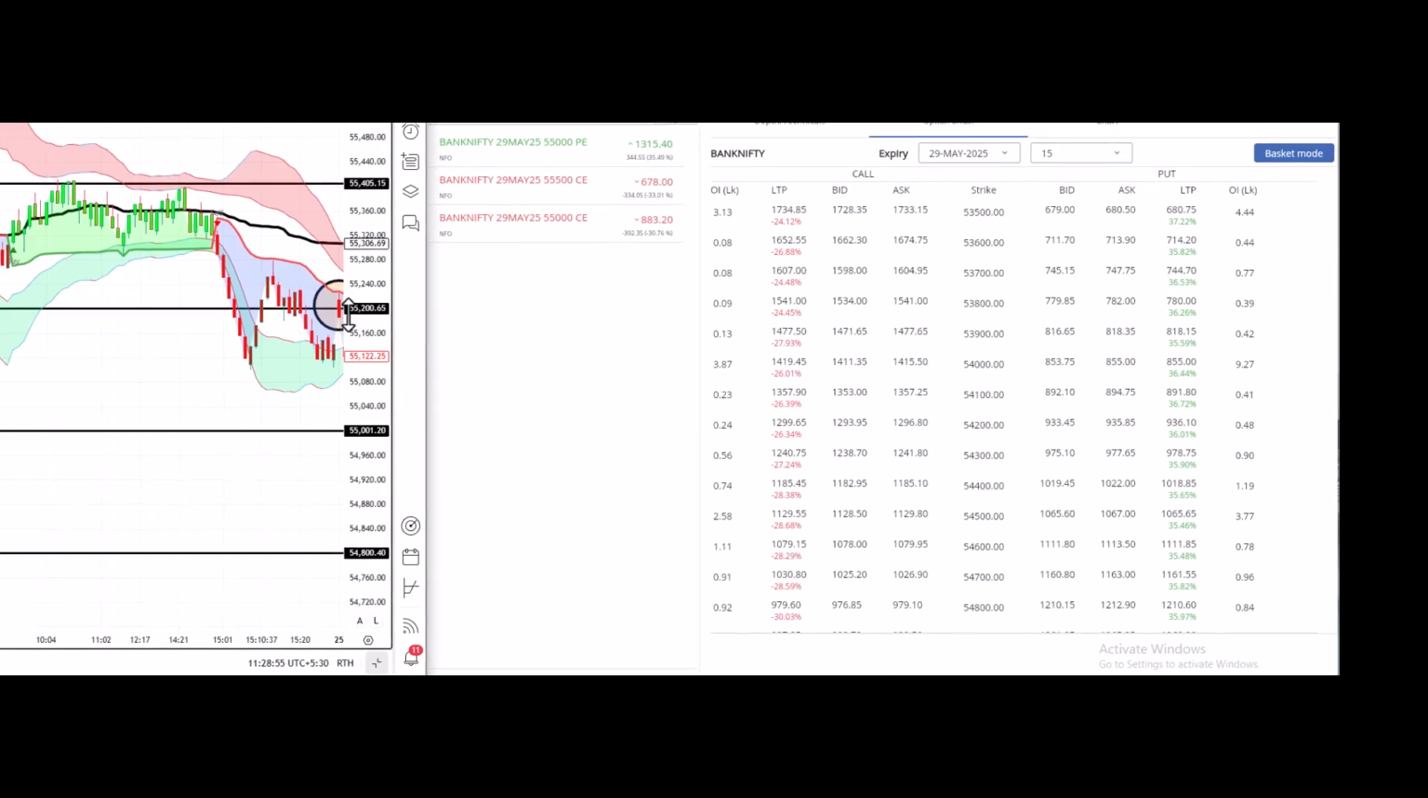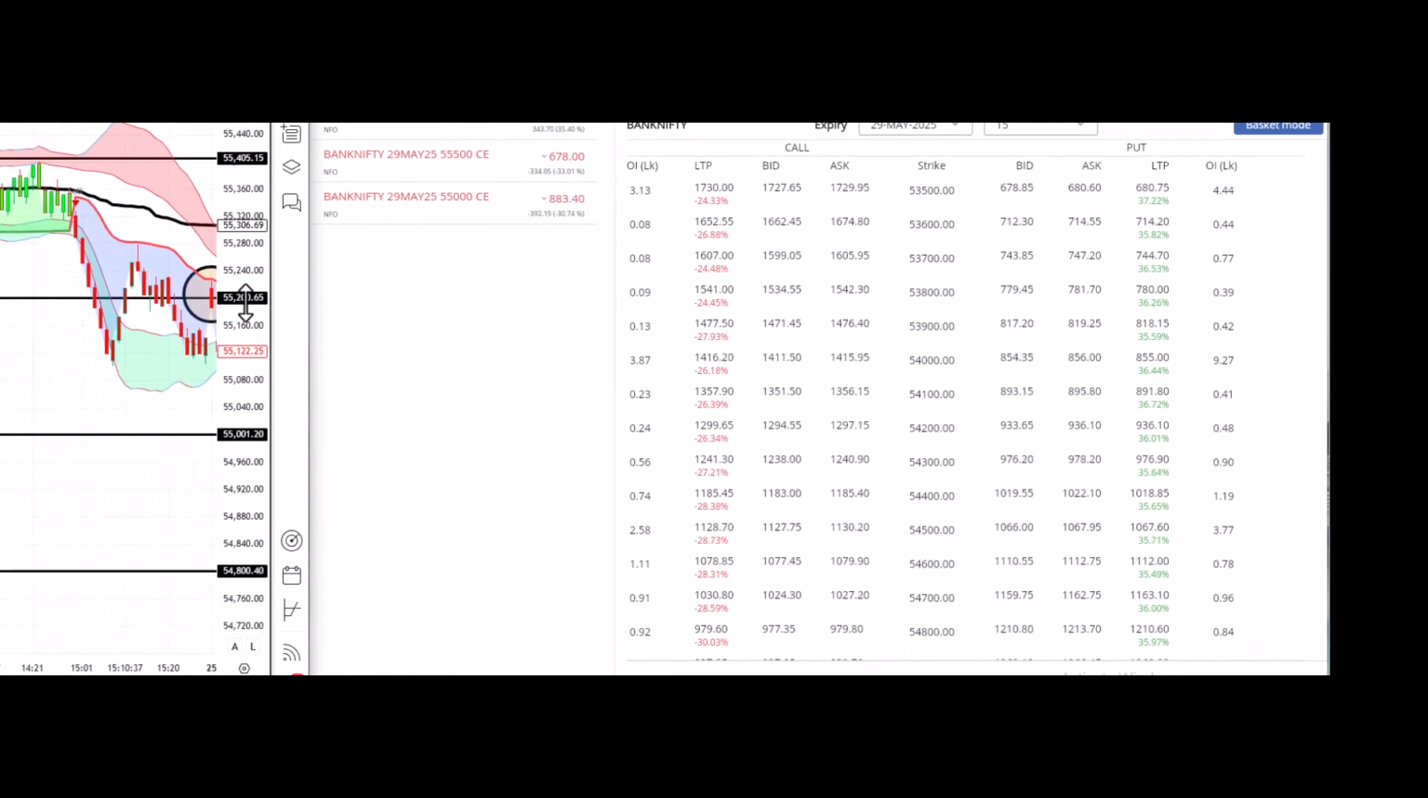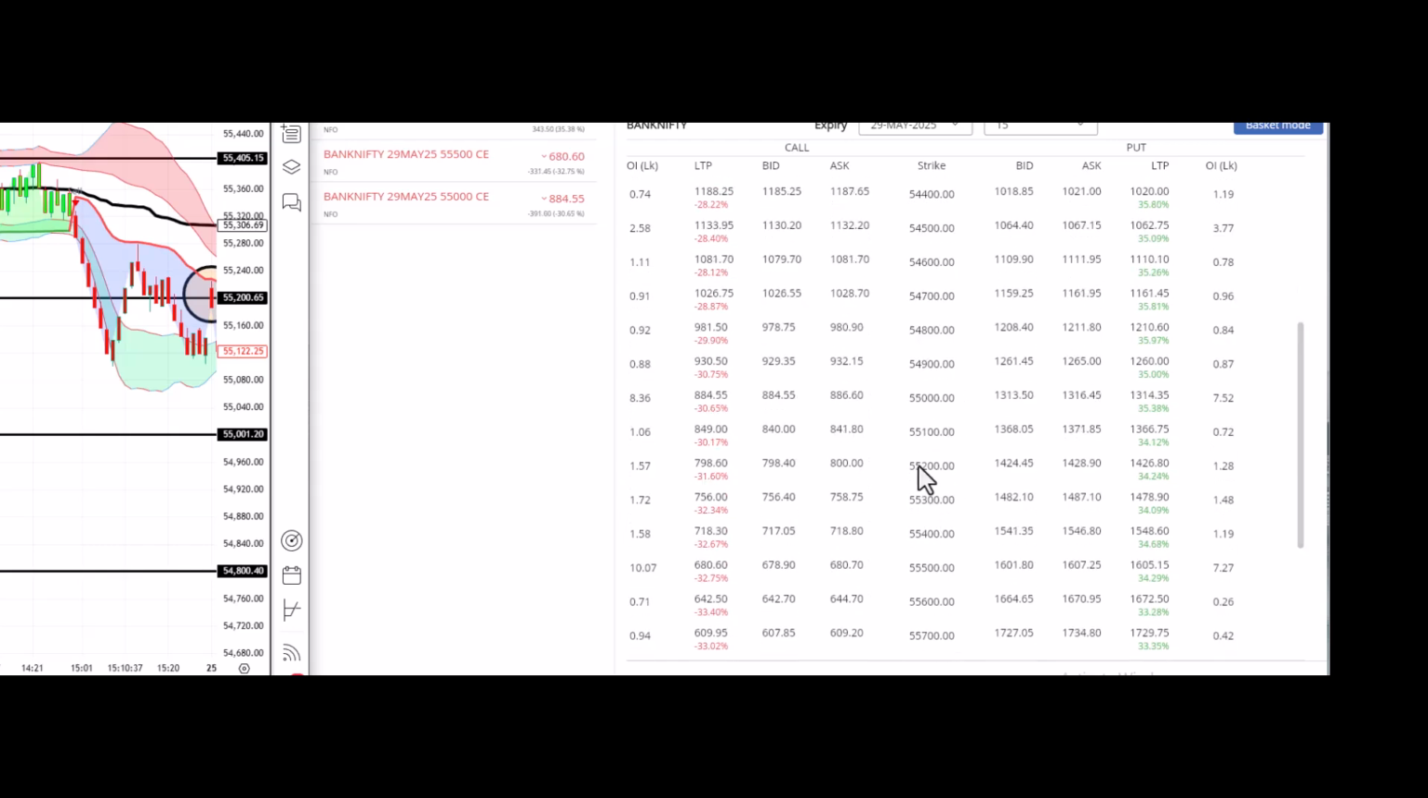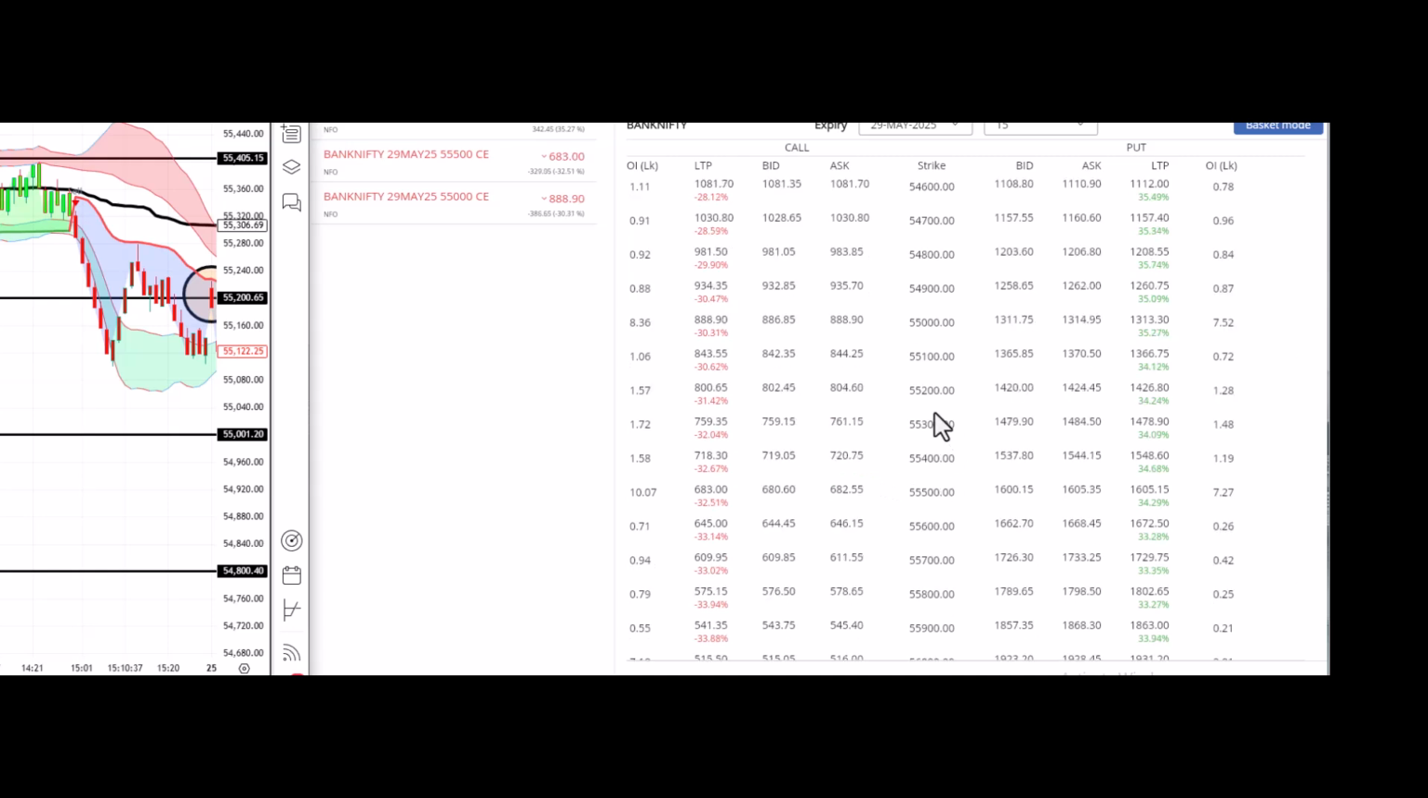If 55,200 is the possible opening price, now let us see the options. This 55,200 should be the at the money option, right? For the call option side, for selecting the call option strike, first we need to select the round numbers.